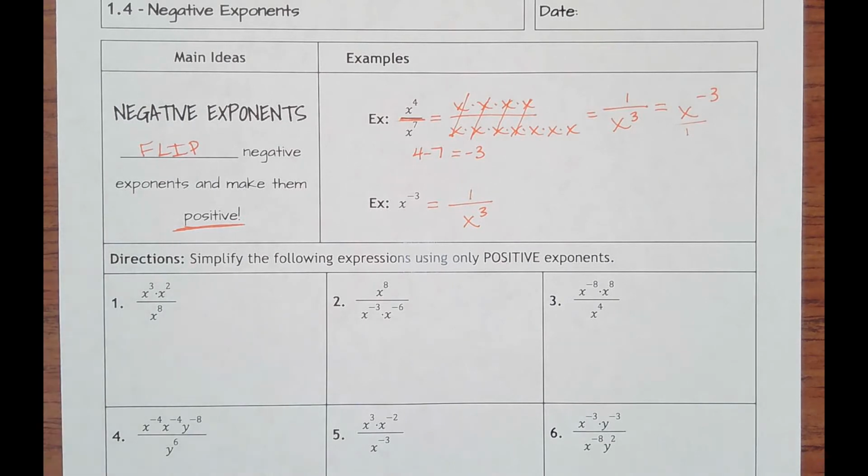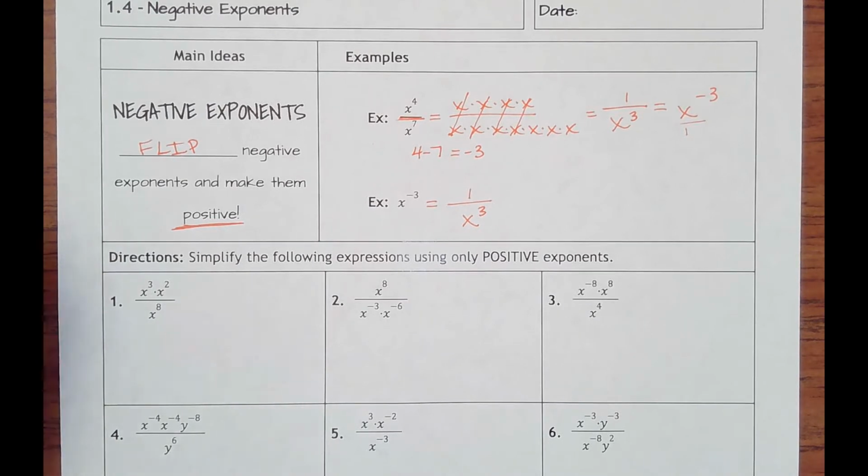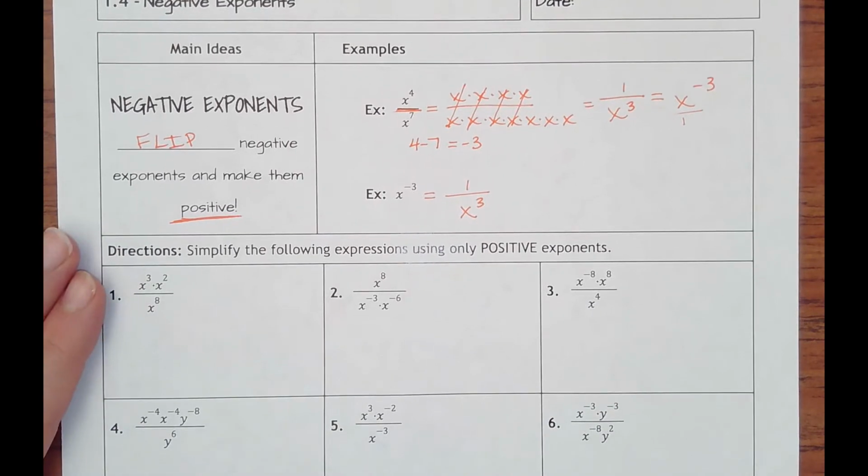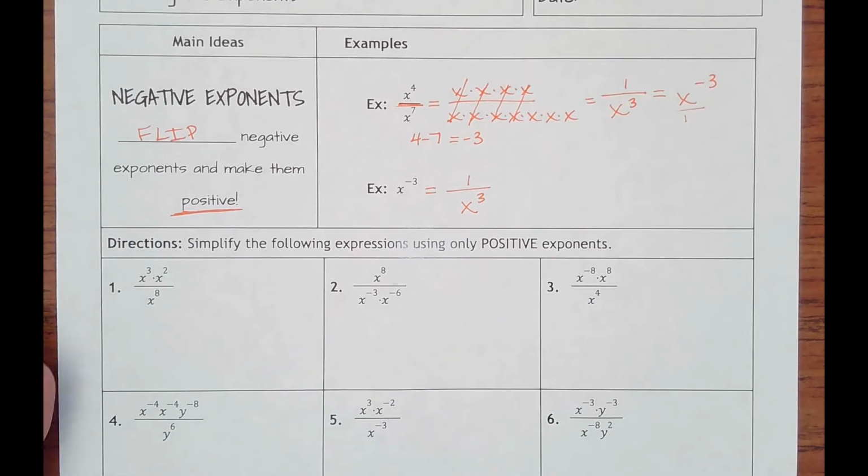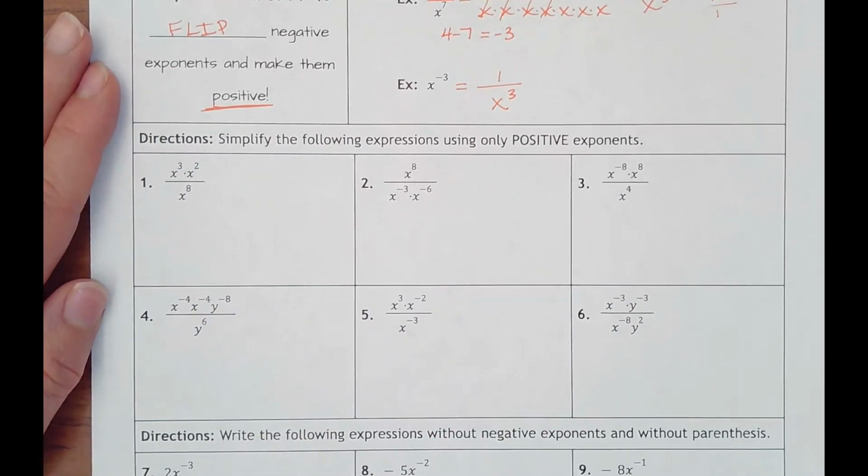I always say if I could sing or rap good, I would make a song about this. You know, Snoop Dogg, drop it like it's hot. If an exponent's got a negative, drop it like it's hot, drop it like it's hot. And I haven't written any more words to it, but you get the point. So if it's negative, drop it like it's hot. But make sure you make it positive.